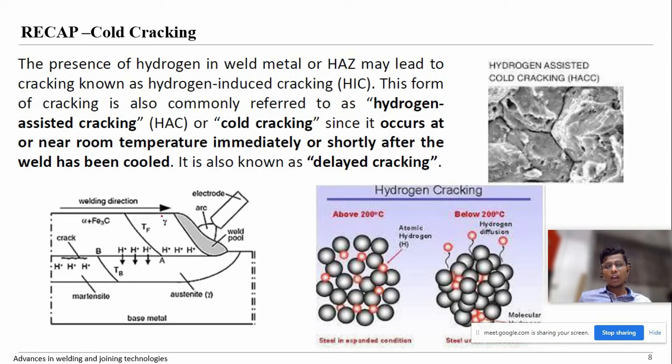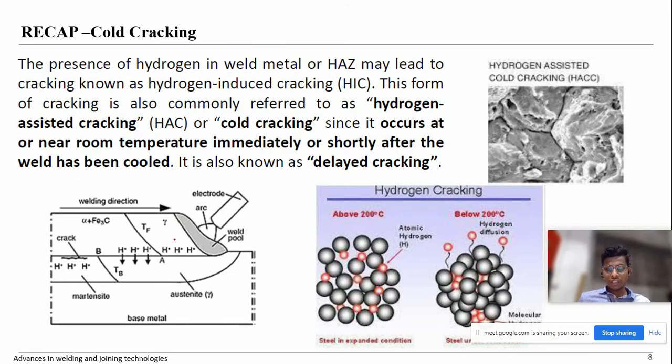Generally, if I consider steel at higher temperature, steel has a higher solubility of atomic hydrogen. So the nearby atomic hydrogen is absorbed by the liquid metal, and in the liquid metal the hydrogen content will be more.